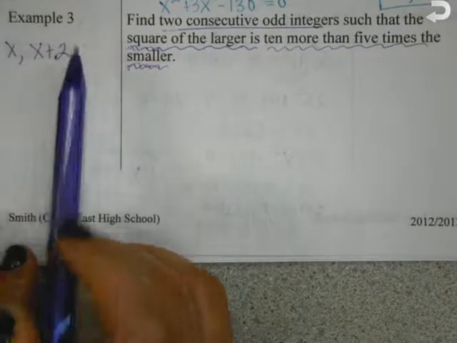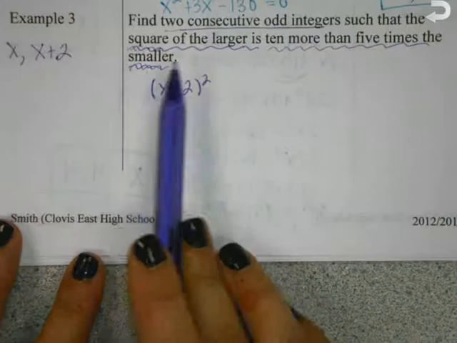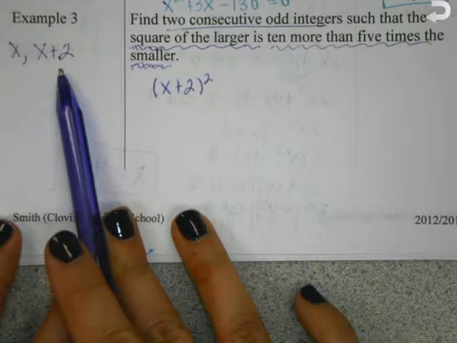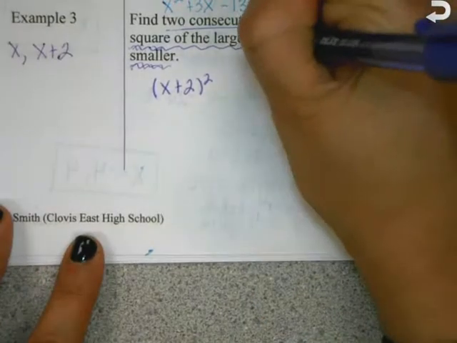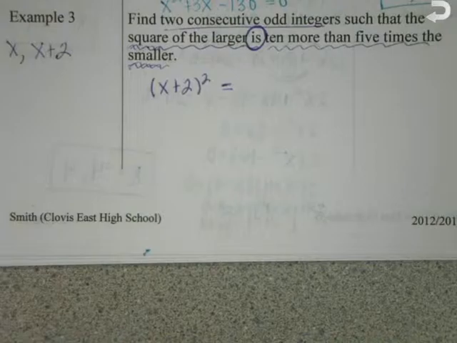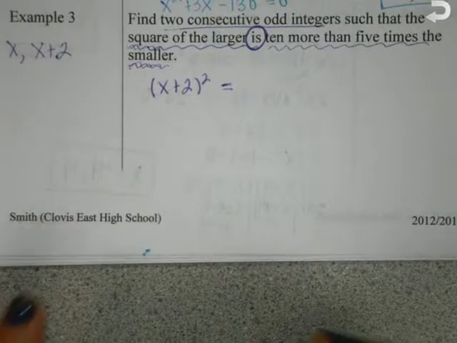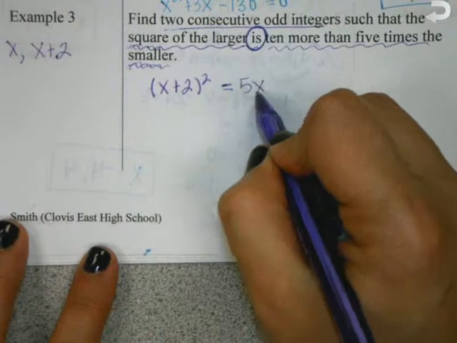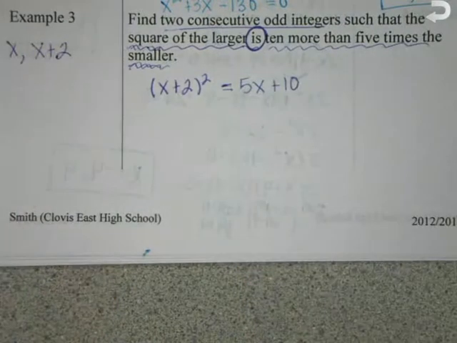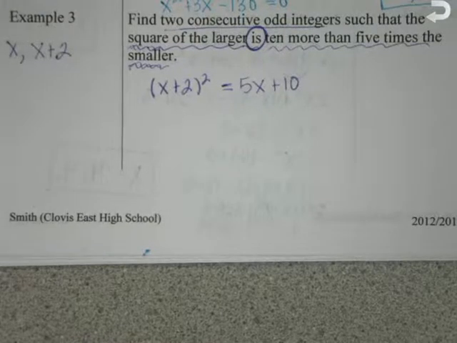So the square of the larger one is, what does is mean? Equals. So x plus 2 squared is equal to 10 more than 5 times the smaller. So you can either do 5x plus 10 or 10 plus 5x. Same thing. And now we can solve. So setting it up is the hardest thing. Solving, you guys are pros at. But it's setting up the entire problem that's the most difficult. And you just have to make sure you read the question carefully.